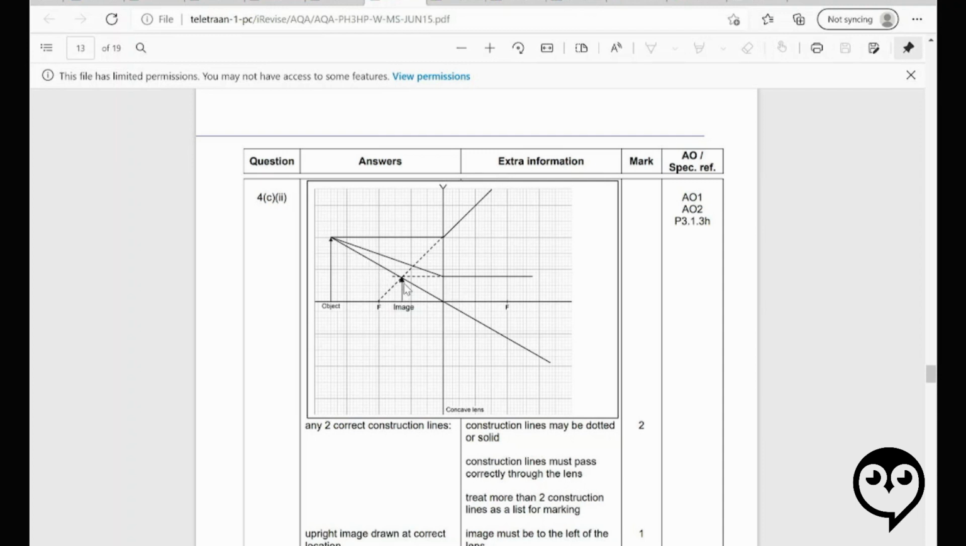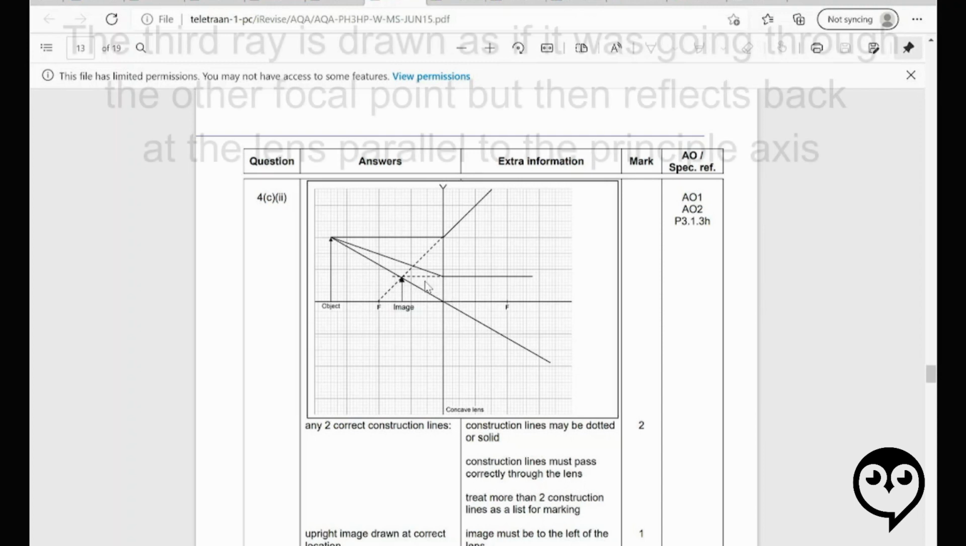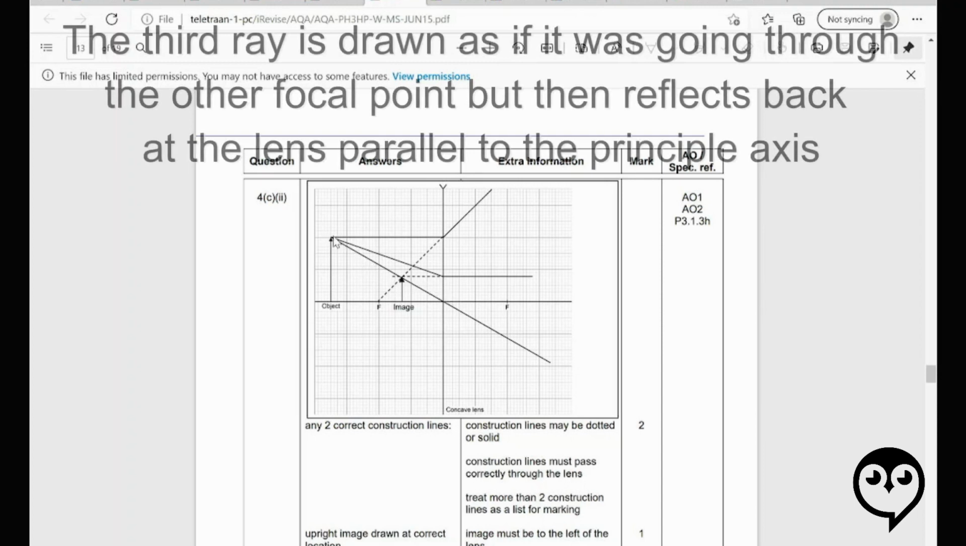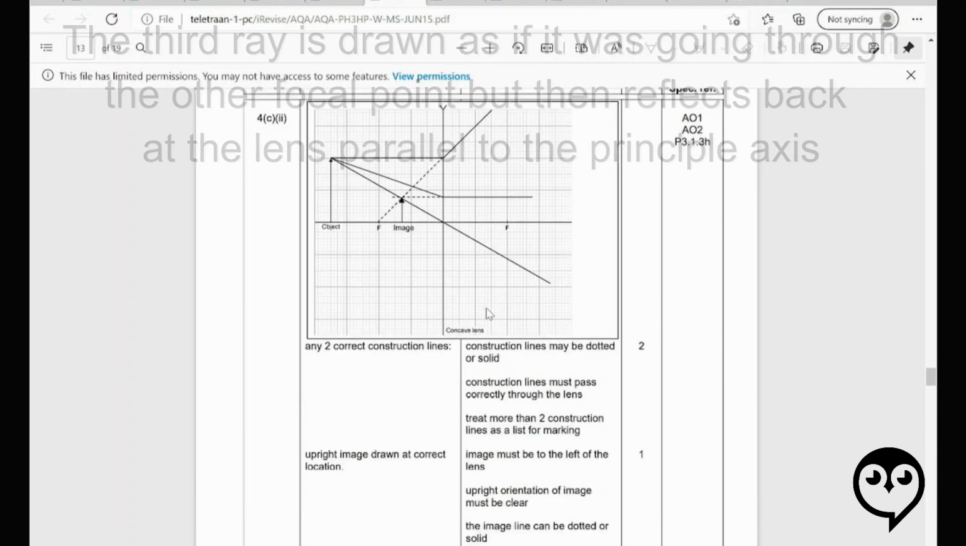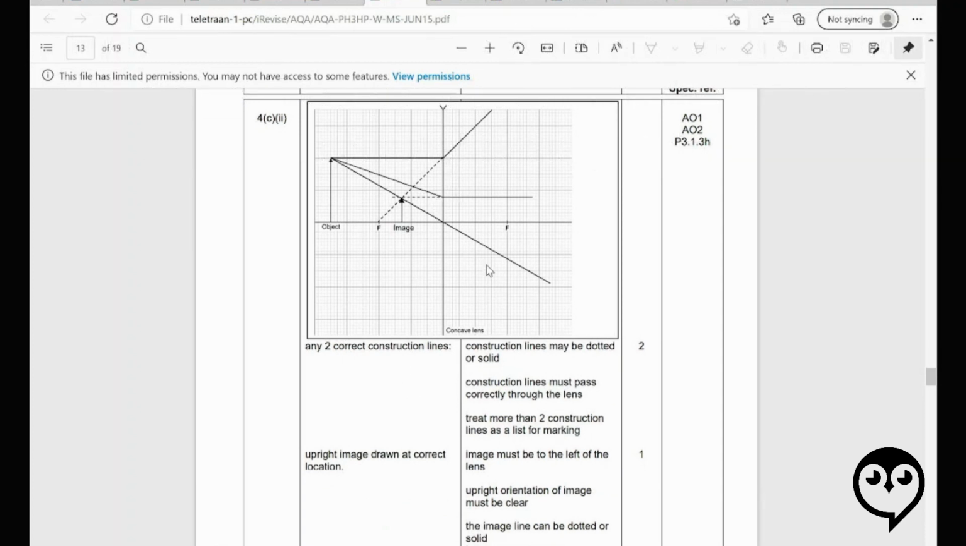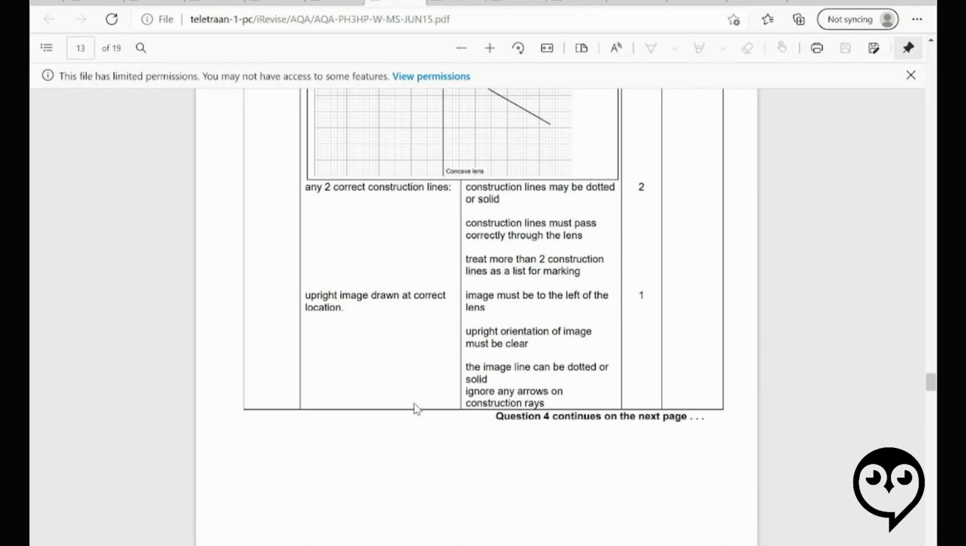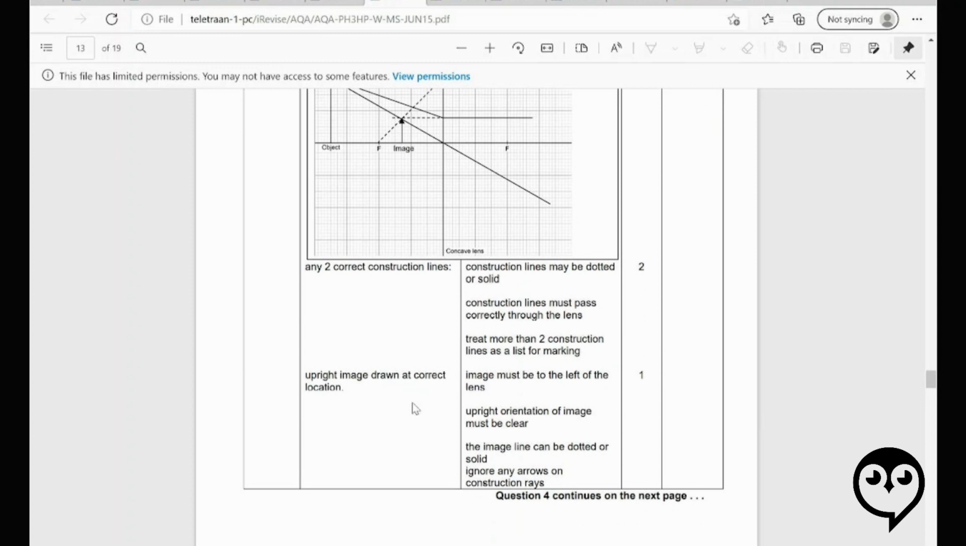One line going straight through the center, and then it looks like they've got, yes, this is a tricky one. Normally you would draw a line in such a way and then dot it back through the other focal. This one's going dotted back through the image, and there's going to be this line going straight across. So you get any two of these construction lines, an upright image drawn where all of these dotted lines and everything meet. And there's your 3 marks. Pause and read the rest there if you'd like to see that.